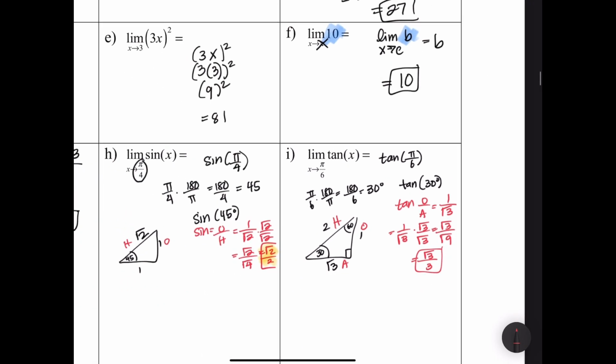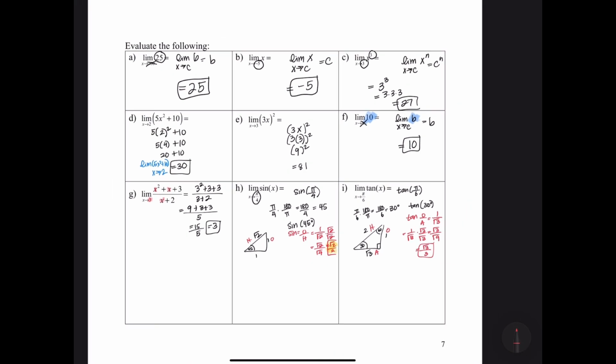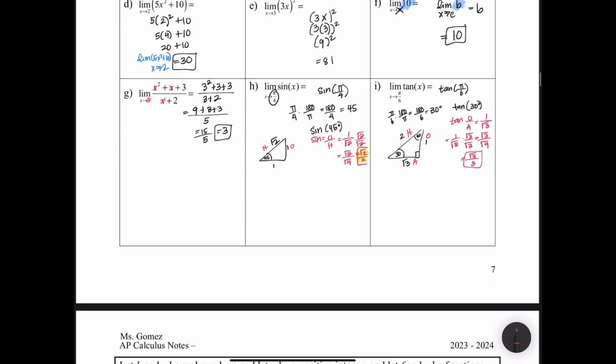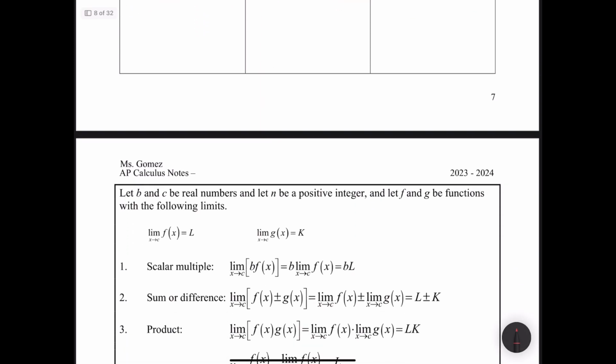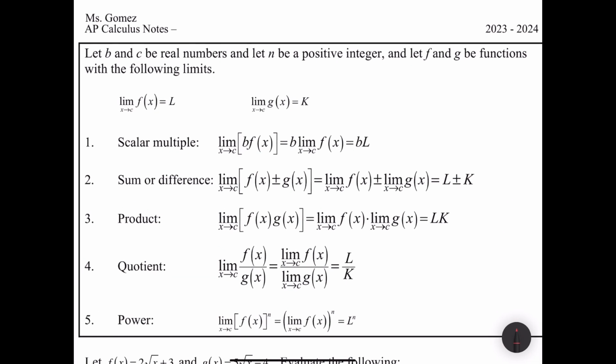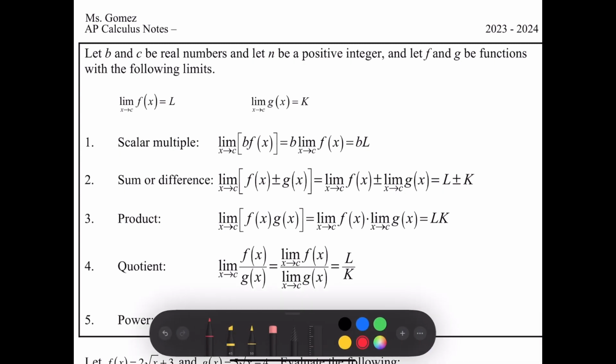Now, these are some more simple examples of how I can evaluate functions numerically, right, using the properties of functions. But we have a couple other properties of functions that I want us to get into. So our notes here say, let b and c be real numbers, and let n be a positive integer, and let f and g be functions with the following limits. So I know that the limit of f of x is L, and the limit of g of x is k, okay?